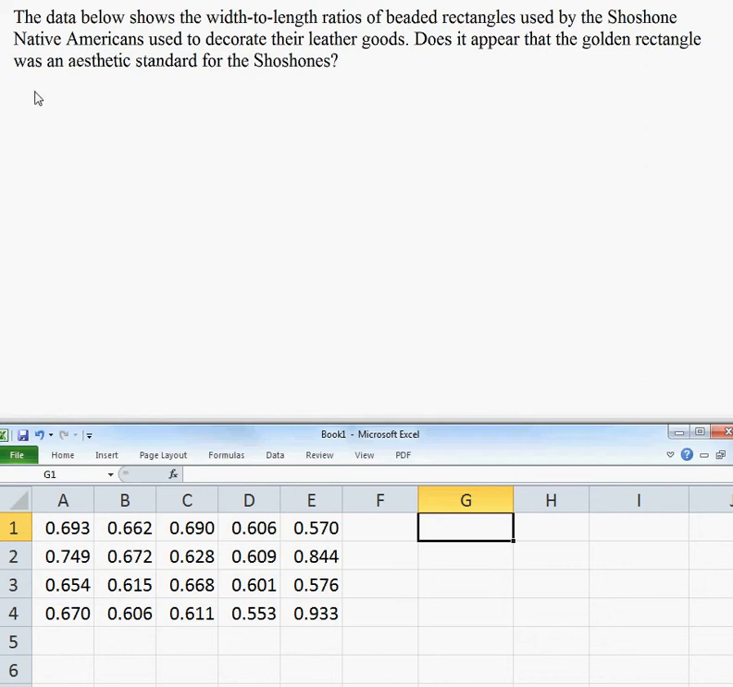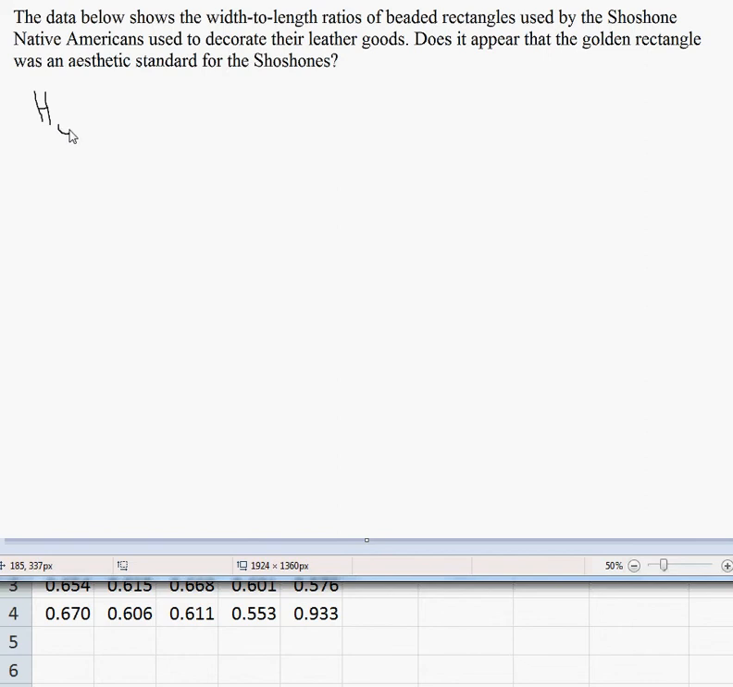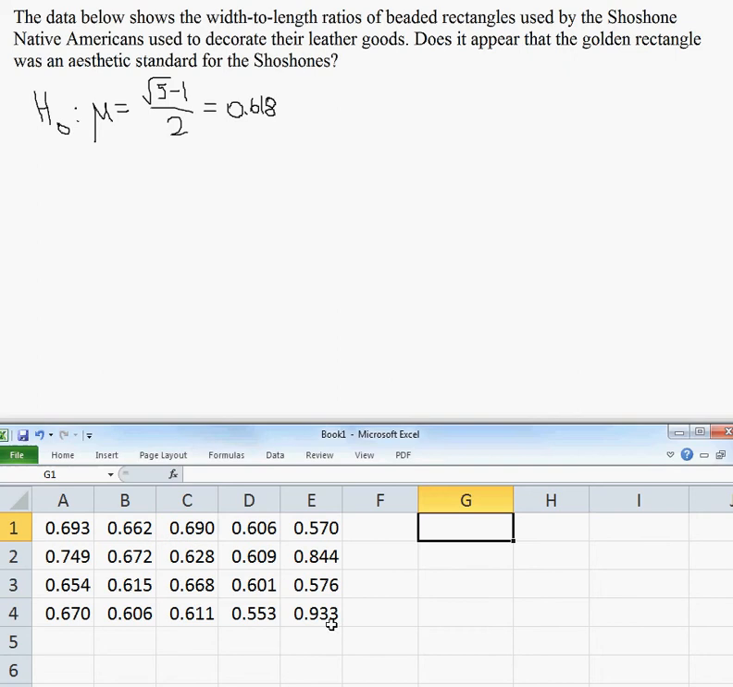So for this one, the null hypothesis will be that the average of these ratios is indeed equal to the famous golden ratio, which works out to be square root of 5 minus 1 over 2. And for the purposes of this problem, we'll use the 3-digit decimal approximation of 0.618. So that's the golden ratio from classical Western European art and architecture.